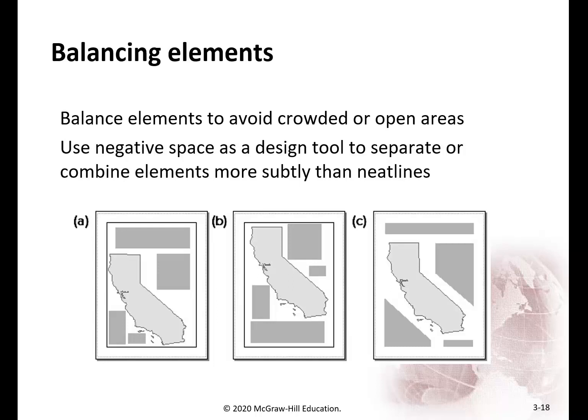If you picked map C, I agree with you. There's a really good use of negative space. It aligns with the state of California, and the map feels more balanced, and you can see the lack of neat line makes the map feel more balanced.